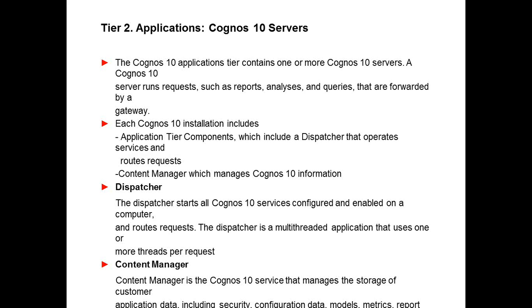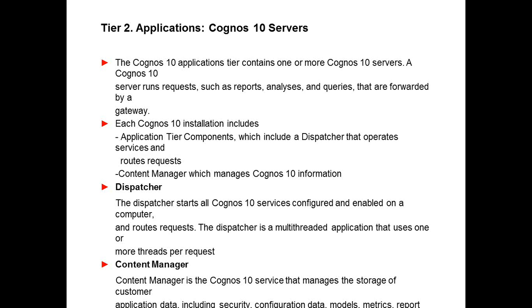The dispatcher starts all Cognos services configured and enabled on a computer. If you see the configuration part, since you said you have already installed it on your machine, if you go to programs, you can see IBM Cognos Configuration. On the left-hand side, there will be one option where you can see all the services. So mainly the dispatcher will kickstart all the services after they are configured and enabled on a computer.